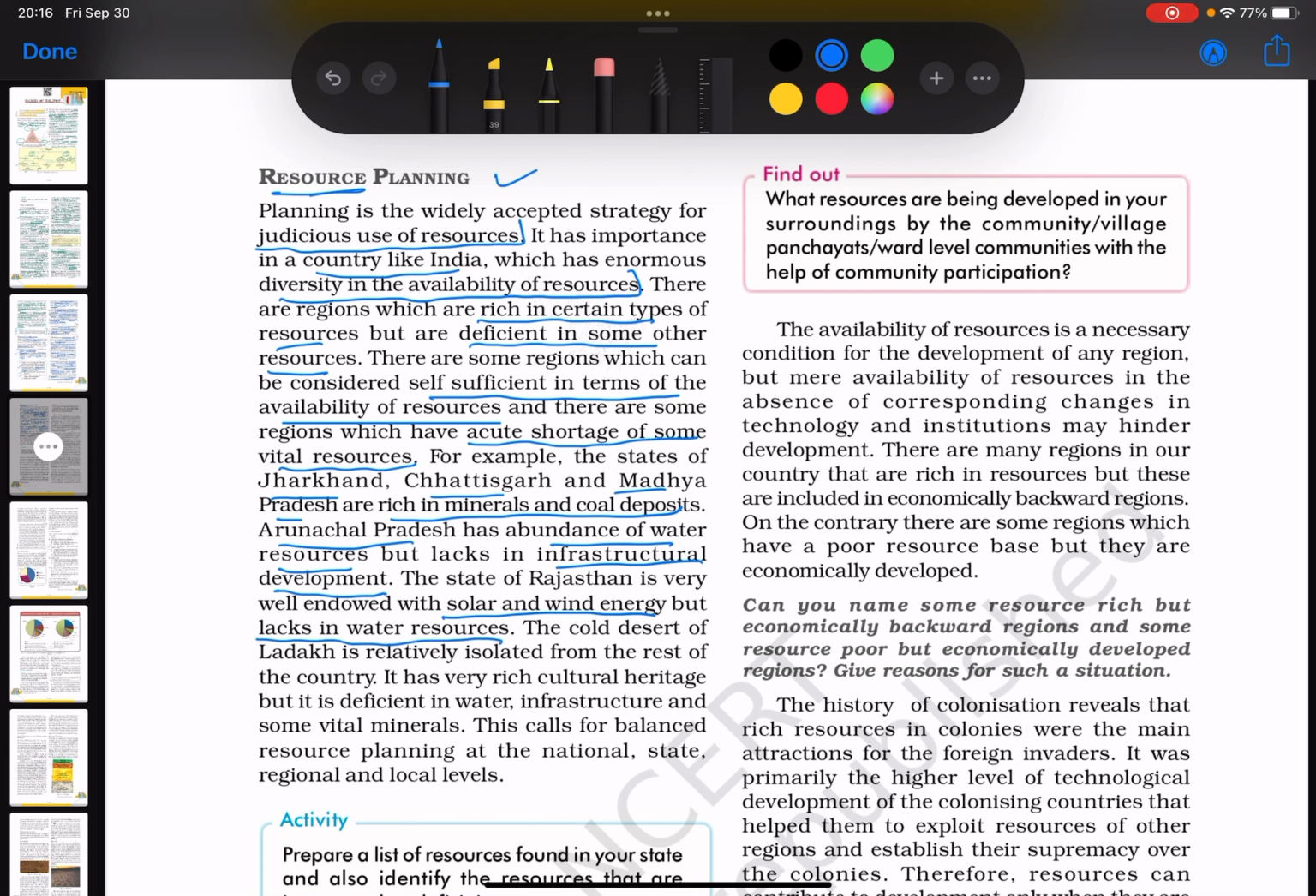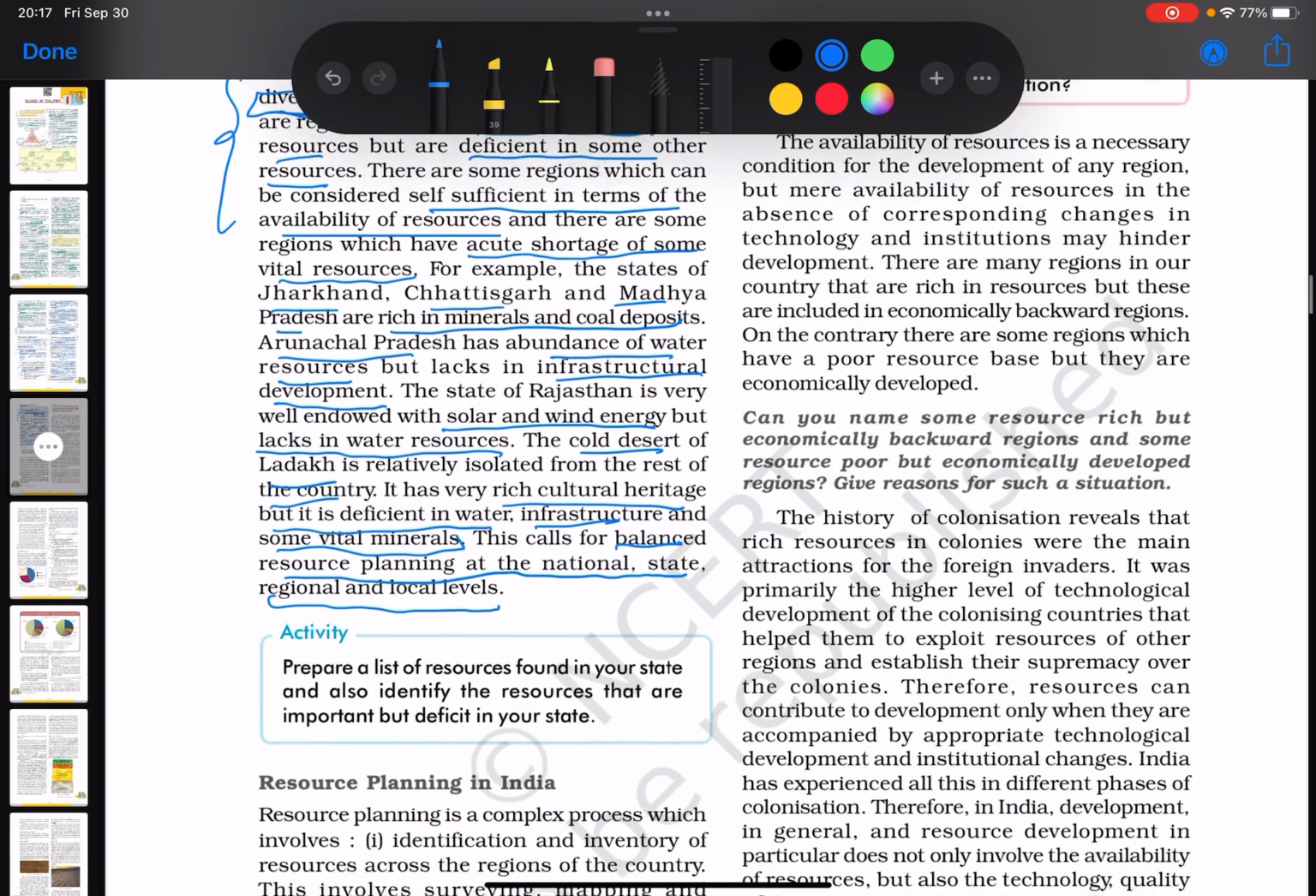Then, if you go to extreme temperatures like the cold desert of Ladakh, it's quite isolated from the rest of the country. It is very rich in cultural heritage, but it is deficient in water, infrastructure, and some vital minerals. So, you can see that because of all this diversity in the availability of resources, it is important that balanced resource planning at the national, state, as well as the regional and local levels should take place.